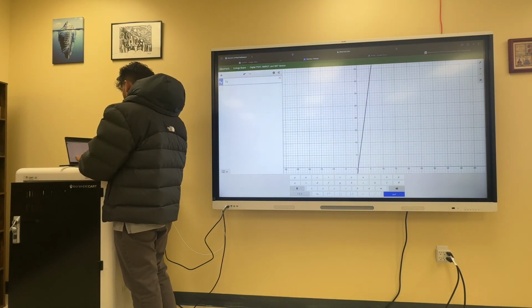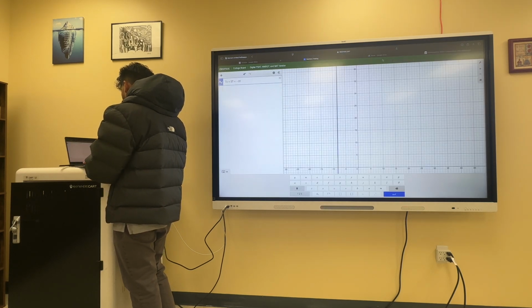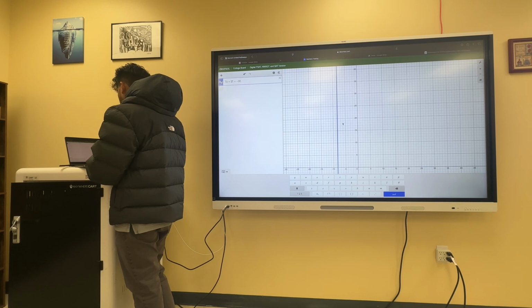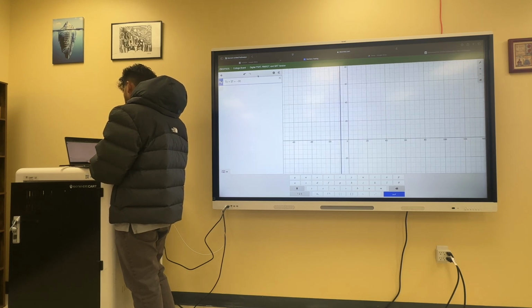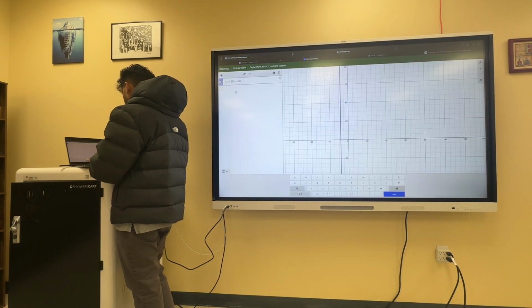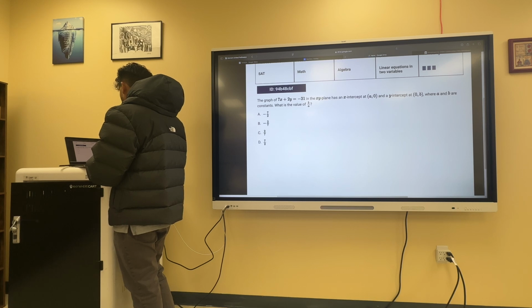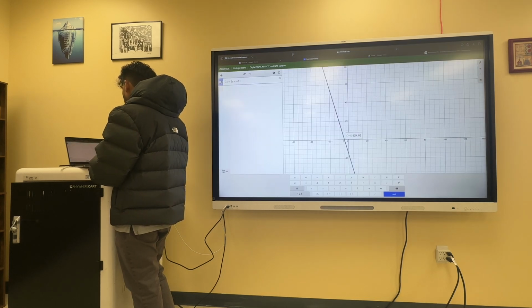So 7x plus 2y equals negative 31. Yeah, see how funny mistakes can just give you a completely different answer? 2y, right? I said 27. Okay, so we're given the x-intercept and the y-intercept. The x-intercept is going to be -4.429, and the y-intercept is -15.5.